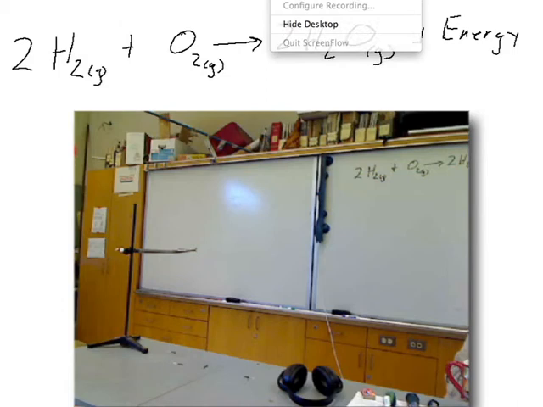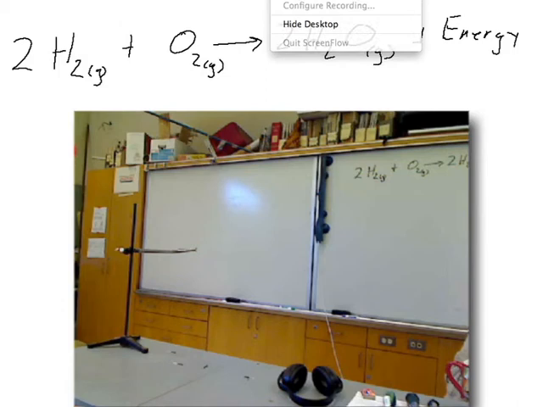So, a typical kind of reaction that we might look at is the combustion of hydrogen with oxygen. Hydrogen gas reacts with oxygen gas to produce water vapor. We'll balance it in just a sec. So this is not a balanced equation. This is just what is reacting with what.